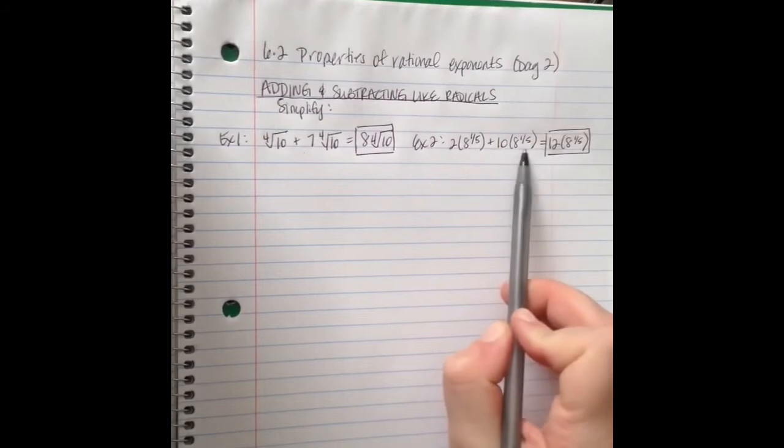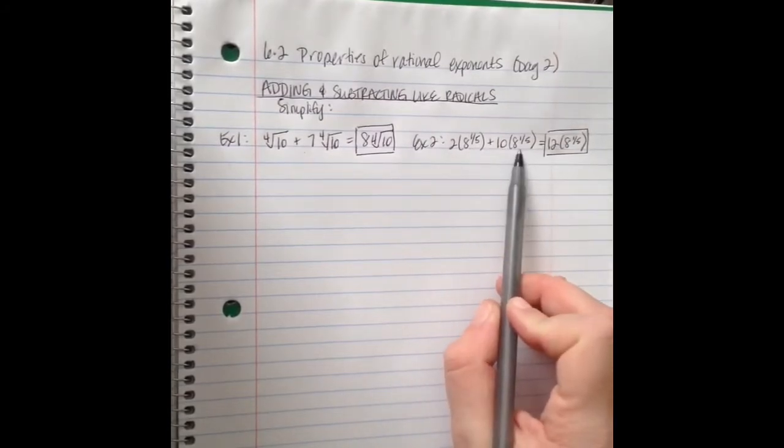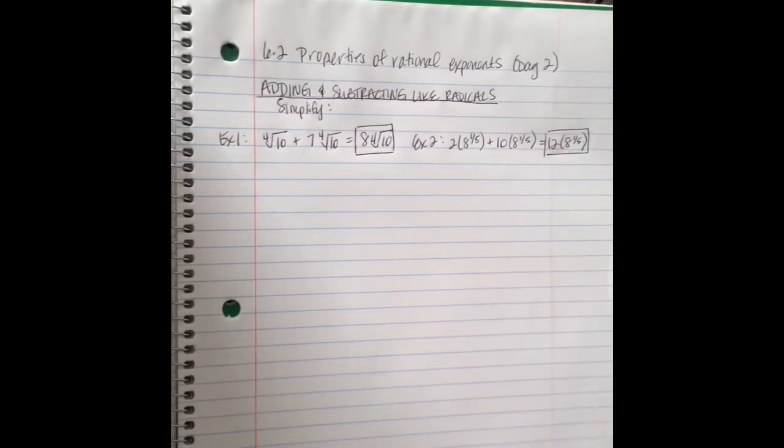If the last names, if you will, are not exactly the same, you cannot add them. That would be like adding x squared plus x. We cannot do that. They have to be exactly the same. You combine like terms.